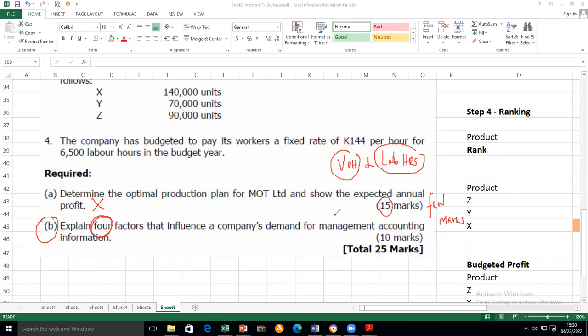I want you now to go back and check what factors influence the demand for management accounting. Because some of you are aware that in your organizations, you may not have management accounting per se. Some may say we don't have a management accountant in our organization. Some will say, no, we have a management accountant and he is a very important person. So the question is, what do you think drives the demand for a management accountant or management accounting information?